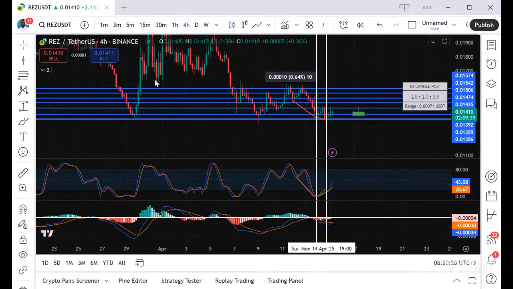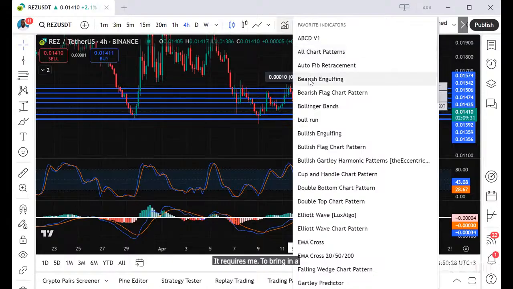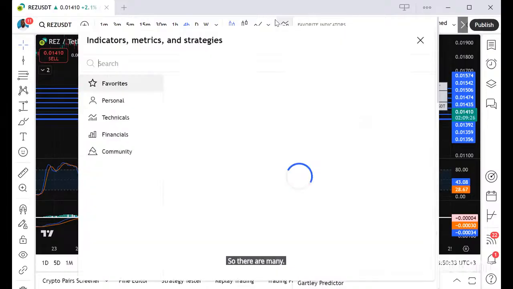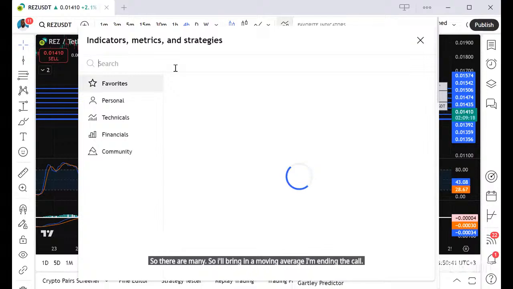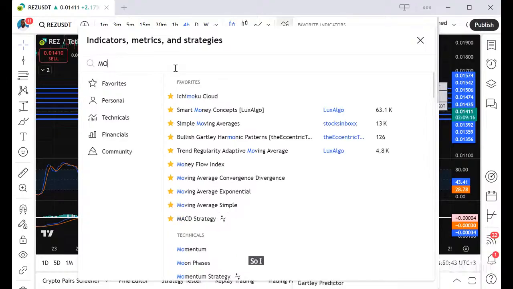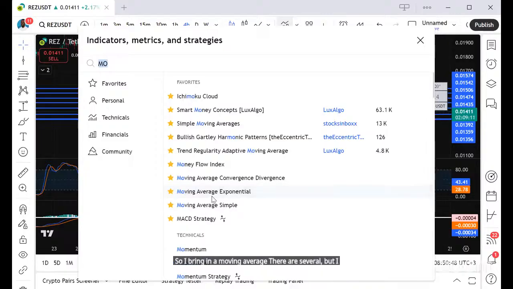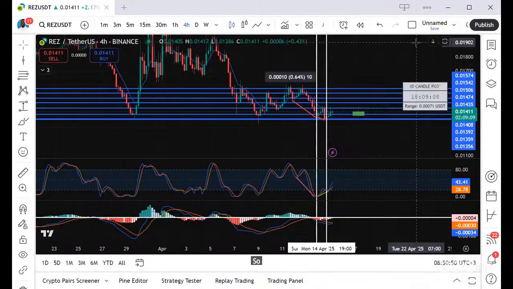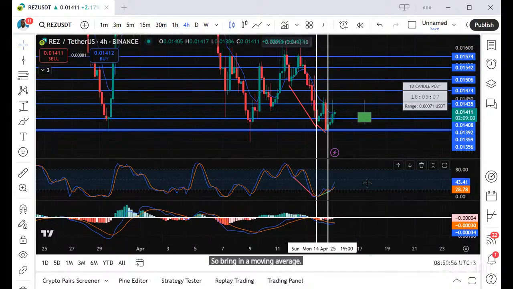in what we had as a class today, as a lesson, it requires me to bring in a moving average. So there are many. So I'll bring in a moving average. I'm ending the call. There are several, but I will explain tomorrow. So I'll bring in a moving average. Just for clarity.